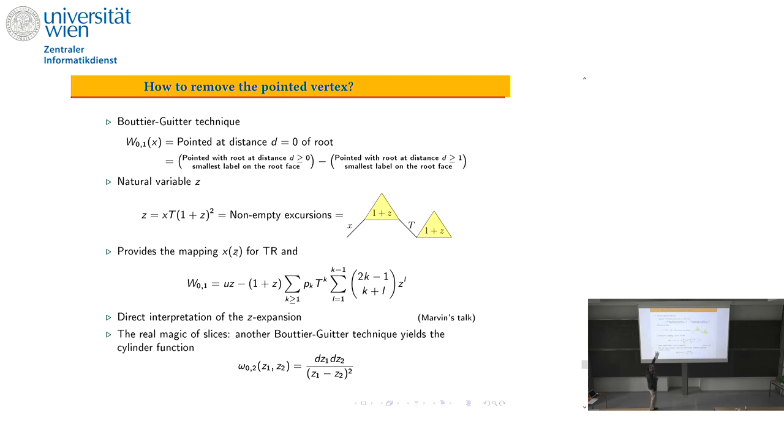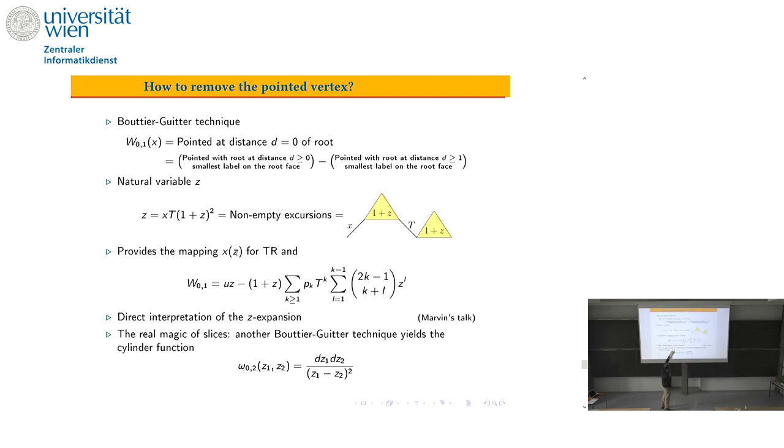So they say omega 0,1 is the number of maps that are pointed at distance 0 from the root, obviously. And they say, let's rewrite that as a difference, where I point at any distance from the root, but such that the root has the smallest label of the root face. It looks complicated, but this is what gives you the map X of Z for the topological recursion. And then you remove what you didn't want, which is the same thing at a greater distance.